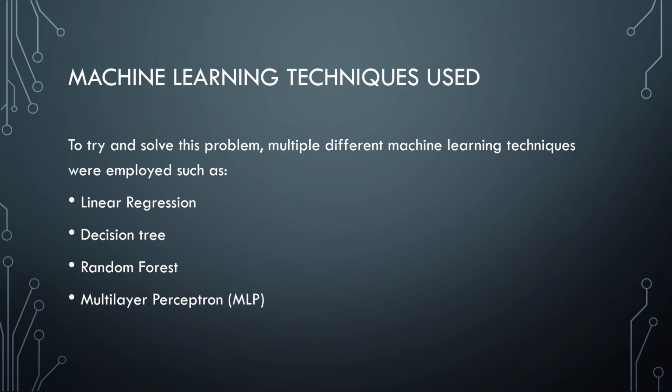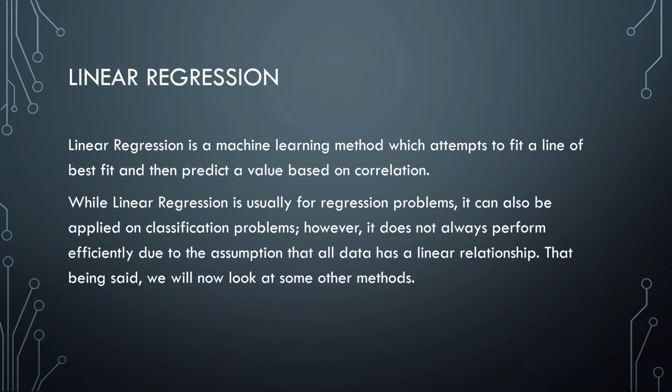To try and solve this problem, multiple different machine learning techniques were employed, such as linear regression, decision tree, random forest, and multi-layer perceptron. We'll look at them now. Linear regression is a machine learning method which attempts to fit a line of best fit and then predict a value based on the correlation from the data. While it's usually used for regression problems, it can also be applied on classification problems. However, it doesn't always perform as efficiently due to the assumption that all data has linear relationship.